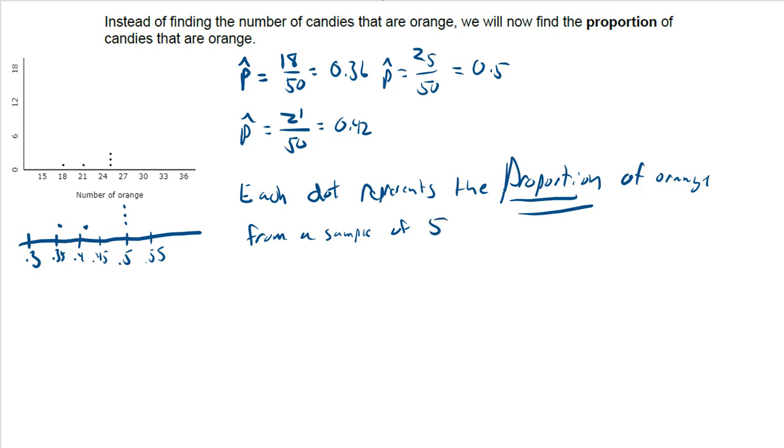From a sample of 50, right? So remember, be clear and state everything. Each dot represents a proportion of orange from a sample of 50. All right, so now let's go in and find the new mean and standard deviation based off of this data.